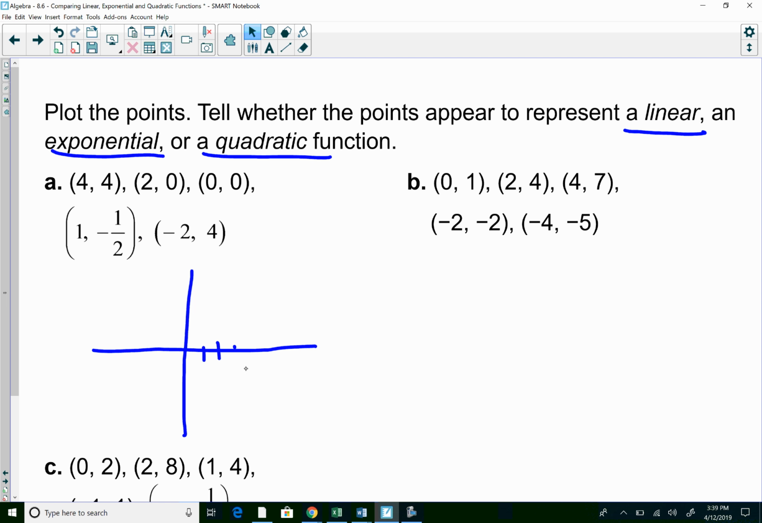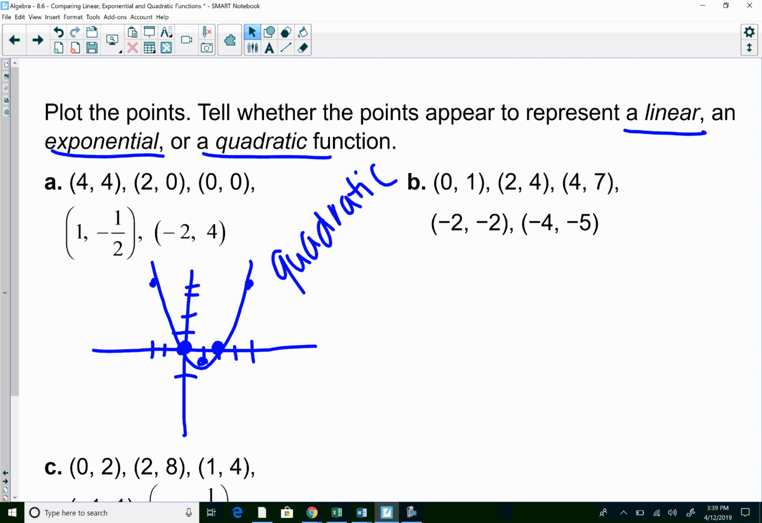So I'm at 4, 4. That one's going to be up here. 2, 0, 0, 0. And then I'm at 1, negative 1/2. And then negative 2, 4. If I look, that's got just that U shape to it, so it's a quadratic. Okay, good. Example 1.